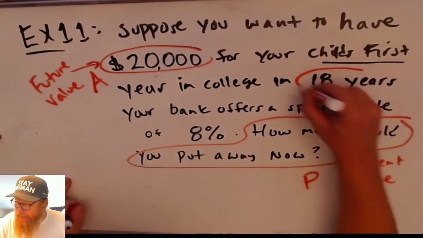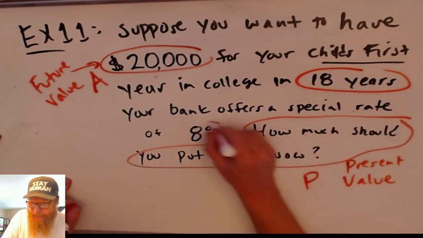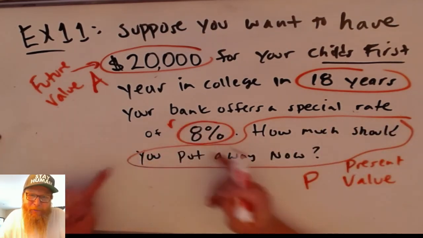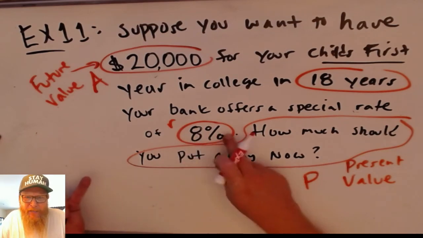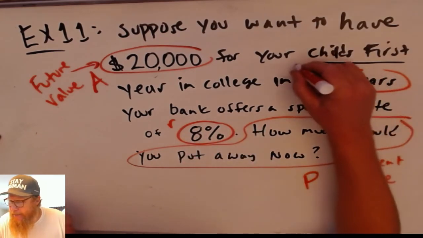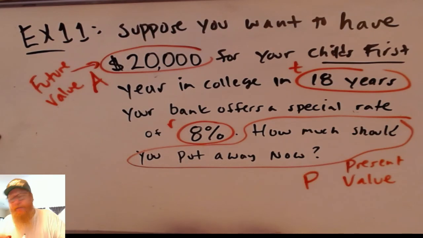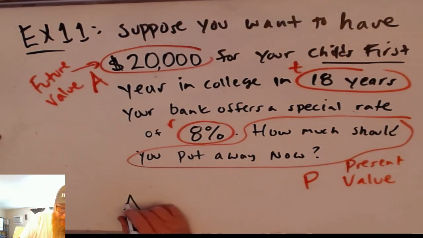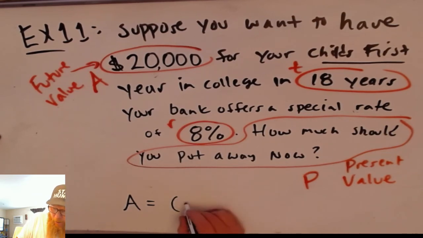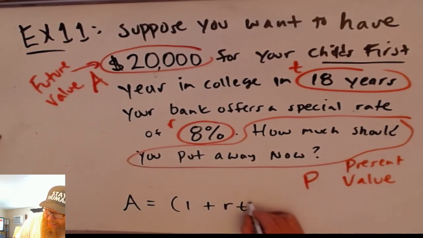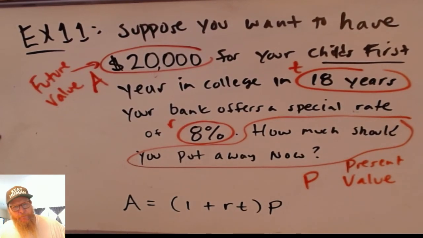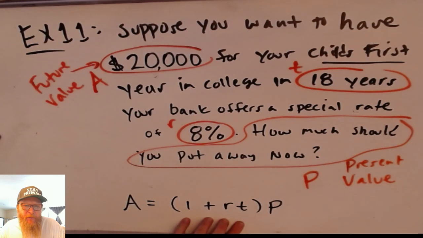And then you got your T. Make sure everything matches. 8%. Again, I'm assuming it's annual. It should probably say that. 8% annually. And then T is 18 years. All right, so the formula is future value is 1 plus RT times the present value. All right, this is exactly the same formula we used in example 10.